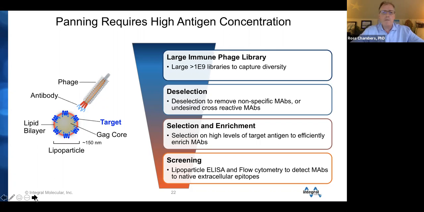So typically for our campaigns, we will make these large immune phage libraries. We will deselect out non-specific MAbs and undesired cross-reactive MAbs if required, and then pan on those on Lipoparticles to efficiently enrich diverse ranges of antibodies. And then after panning, of course, you need to go screening. And for screening, you need to again think about native epitopes. And for that, we use Lipoparticles again in high throughput ELISAs and in flow cytometry to detect antibodies that focus on the native extracellular epitopes.